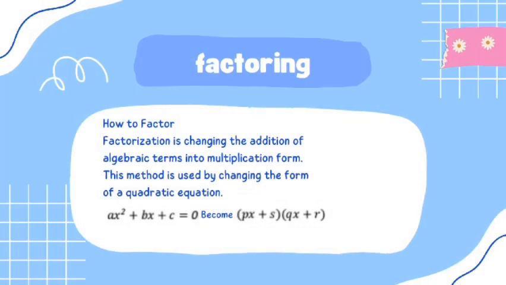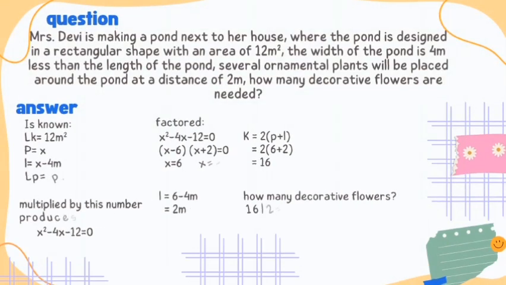How to factor? Factorization is changing the addition of algebraic terms into multiplication form. This method is used by changing the form of a quadratic equation ax squared plus bx plus c equals 0 into (px plus s)(qx plus r). Here, I will give you a question and how to solve it.